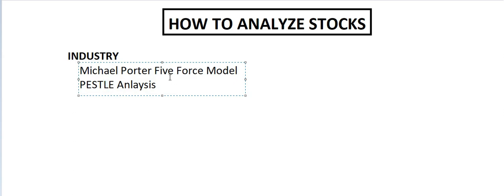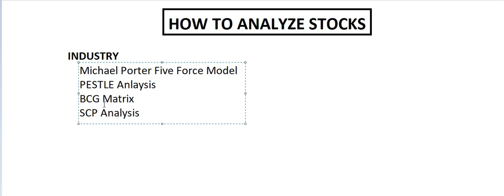Another parameter is the BCG matrix. Using the BCG matrix, you can analyze the growth opportunity of companies or stocks. Another parameter is SCP analysis. SCP analysis is all about structure, conduct, and performance: structure of the market, conduct of the firm, and performance of the economy. So these are the parameters which we can use for analyzing the industry.